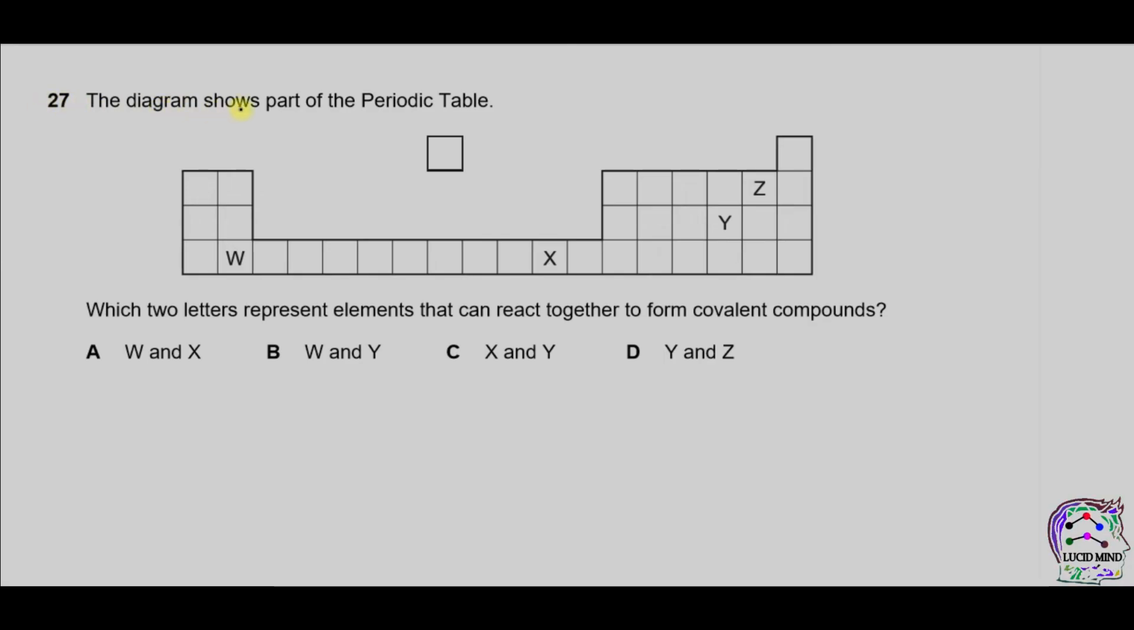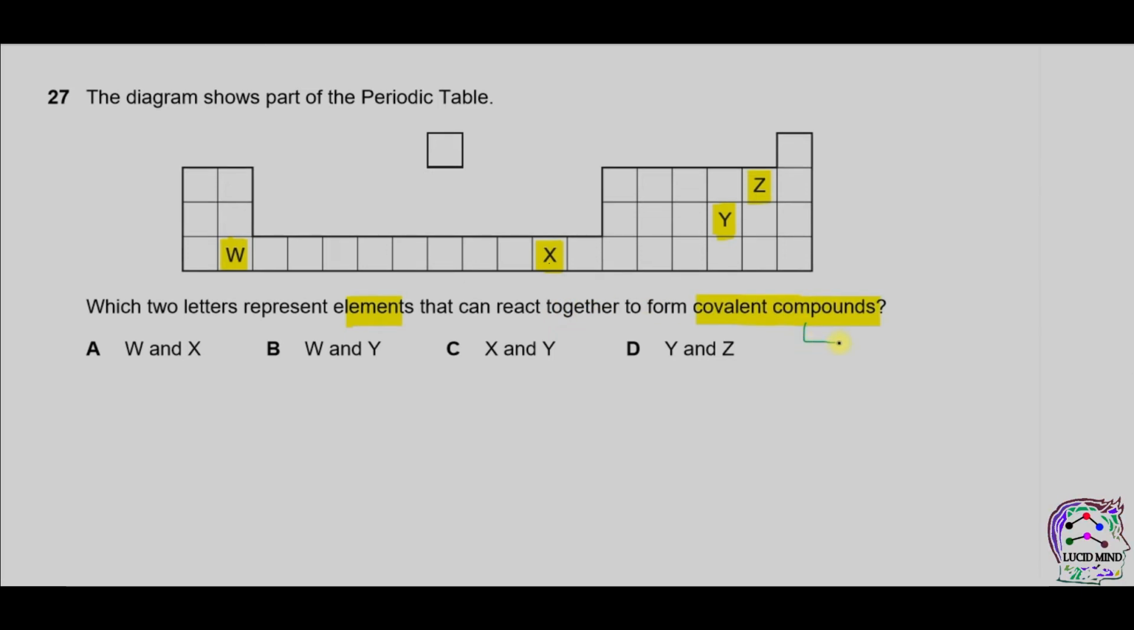Question 27. The diagram shows parts of the periodic table. We have W, which is in group 2. Then we have X, which is a part of the transition elements. We have Y, which is in group 6. Z, which is in group 7. Which two letters represent elements that can react together to form covalent compounds?